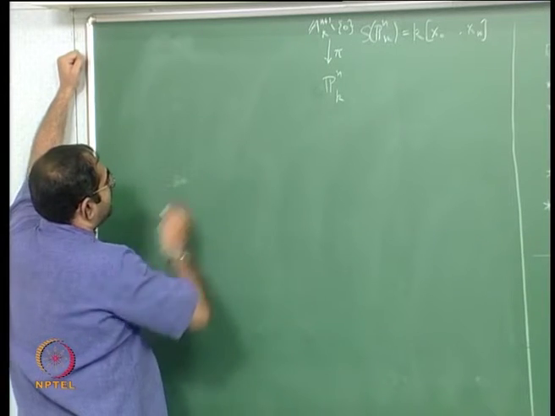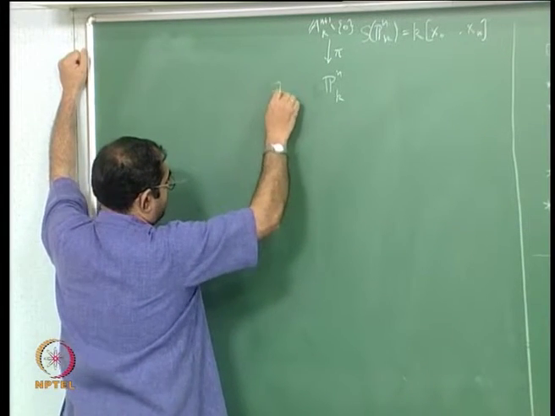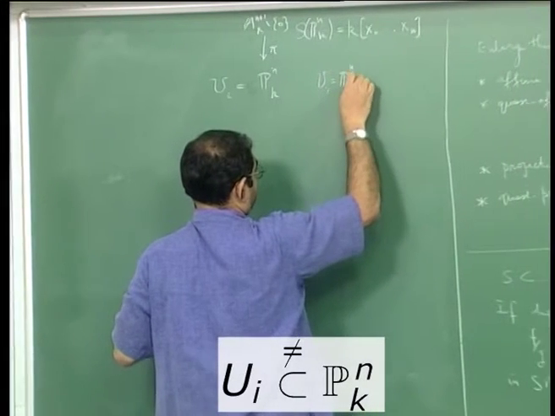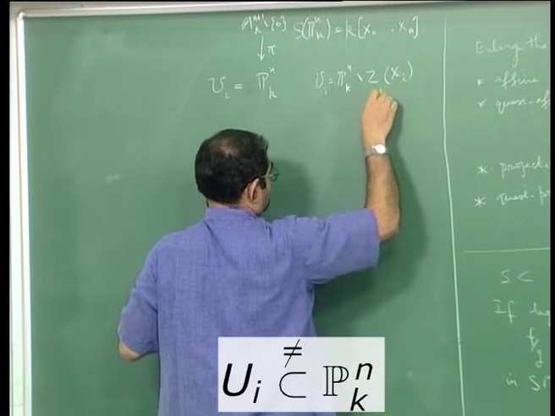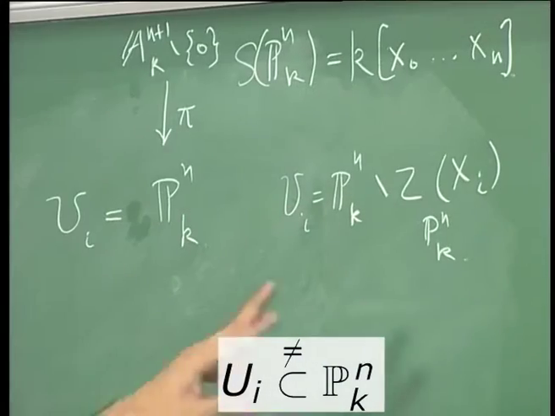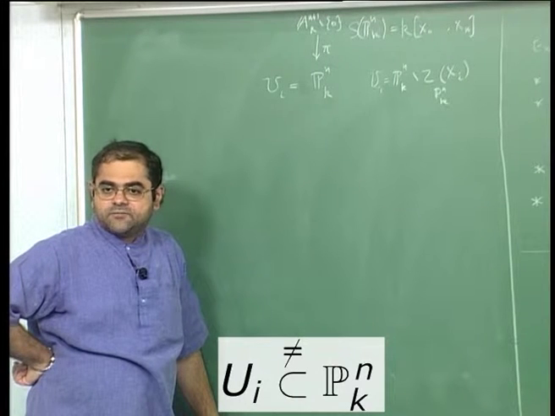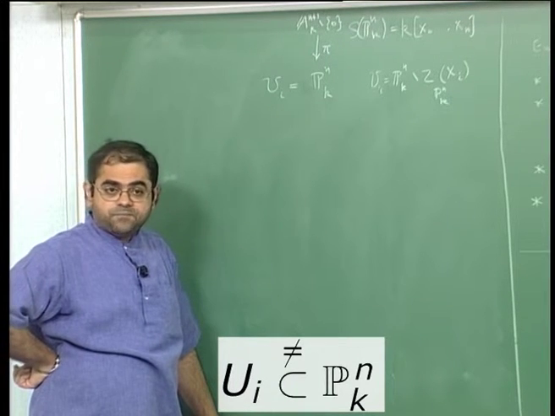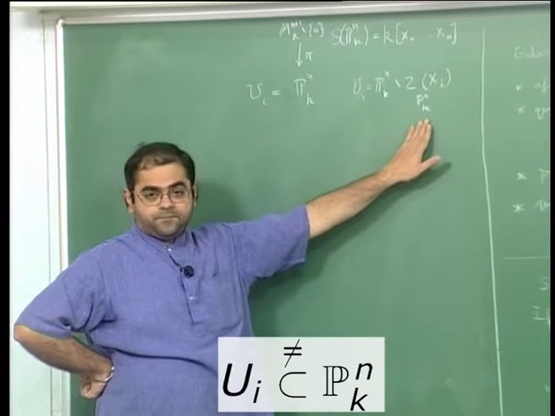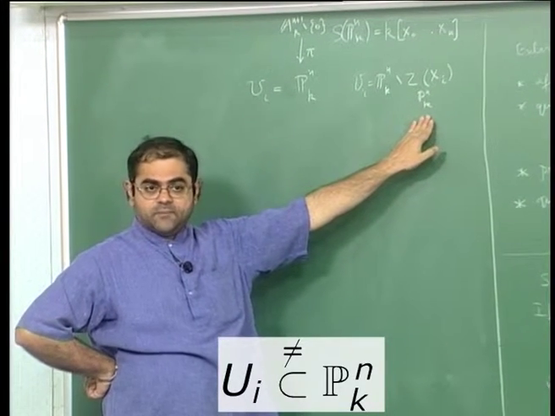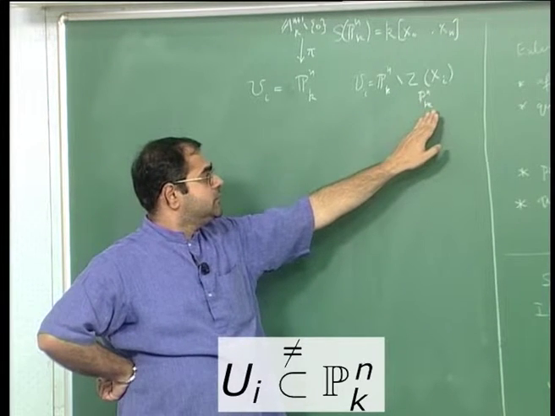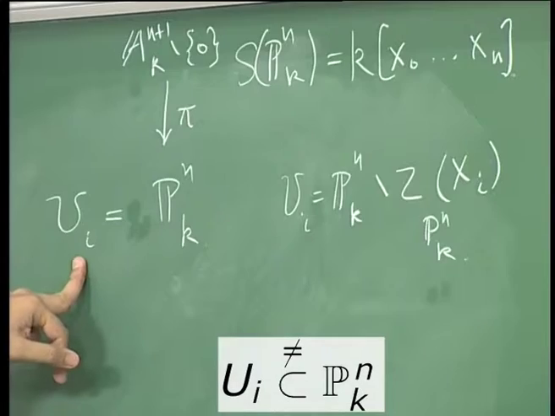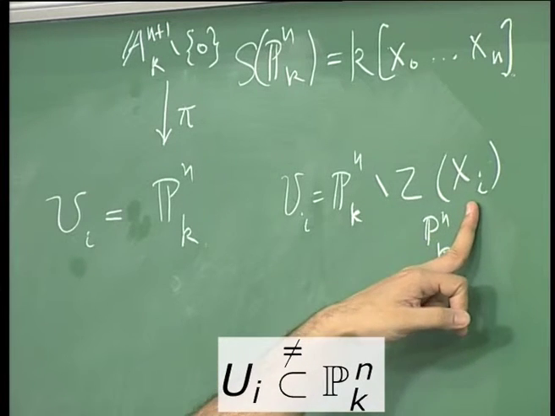Now you look at the set U_i, where U_i is the projective space minus the zero set of x_i in the projective space. Notice that each x_i is homogeneous of degree 1, therefore its zero set is a closed subset of projective space. It's called a hyperplane because it corresponds to the i-th coordinate being 0, and its complement is this open set U_i. This consists of all points with homogeneous coordinates with the i-th coordinate non-zero.